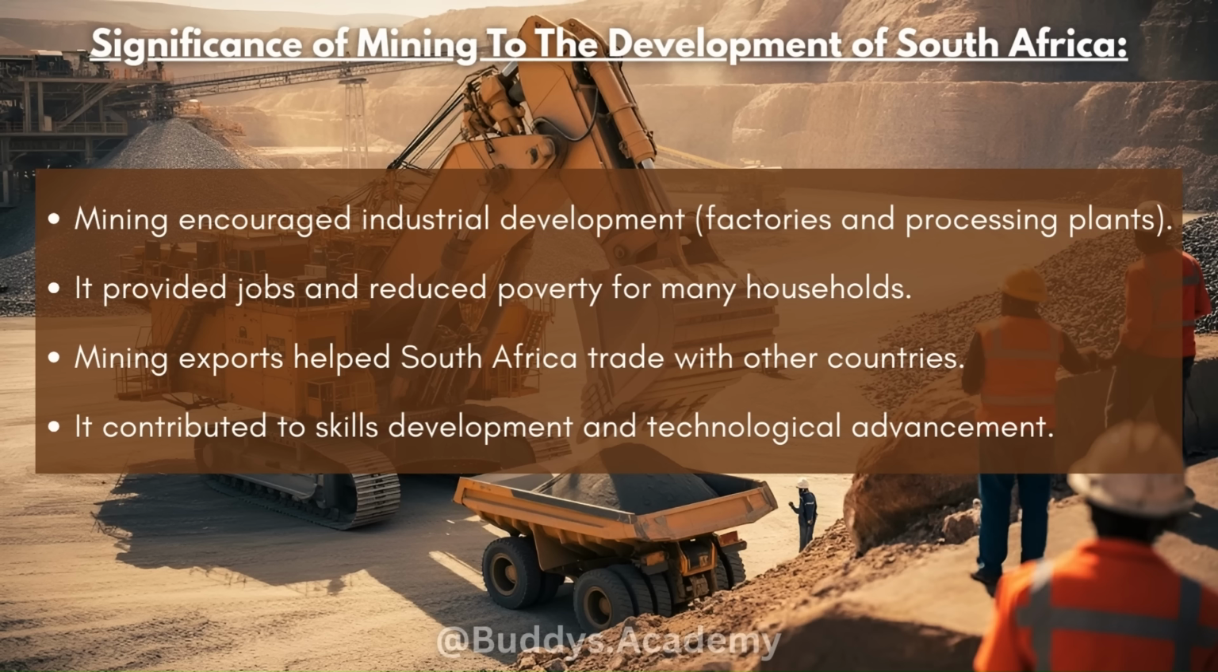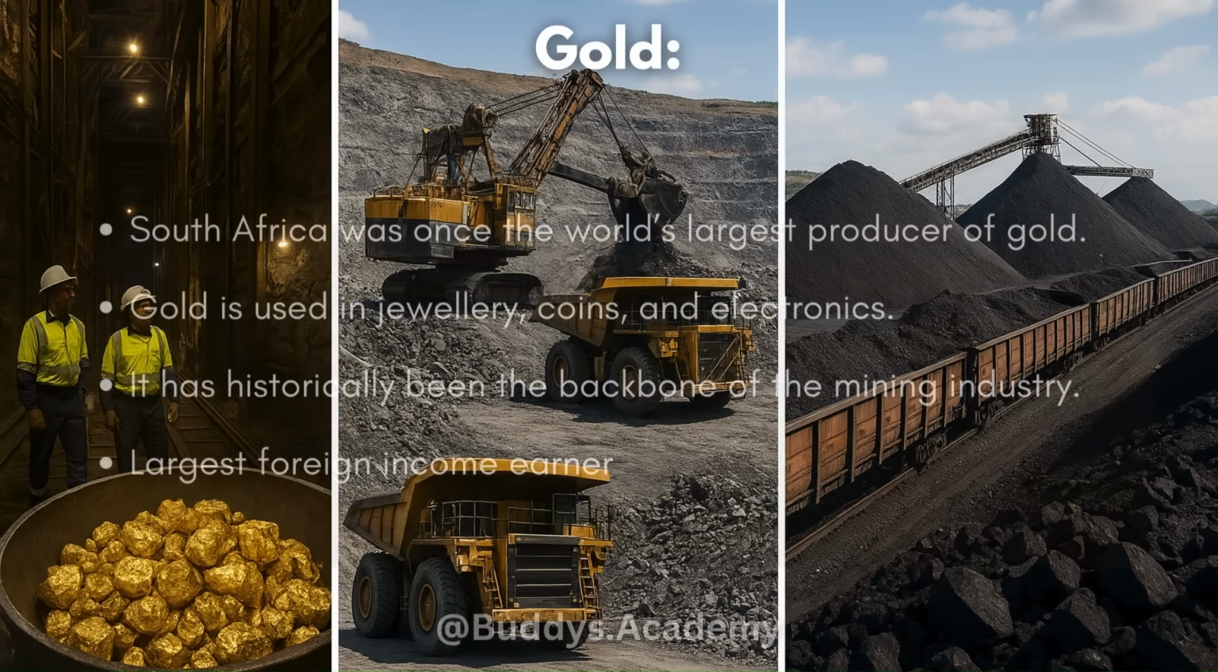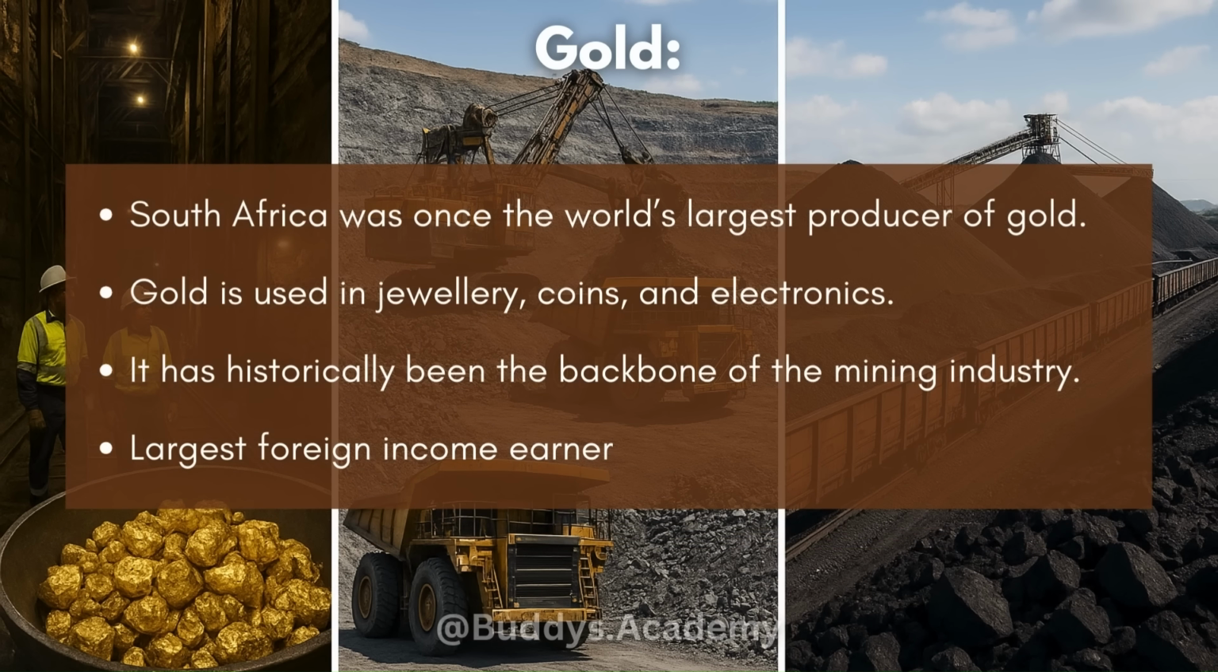So by looking at these points, we can see just how much mining has contributed to the development of South Africa. But what are the main products produced in South Africa? Firstly, we're going to have gold. South Africa was once the world's largest producer of gold. Obviously, gold is going to be used in jewelry, coins and electronics, and it has historically been the backbone of the mining industry. It's also the largest foreign income earner.